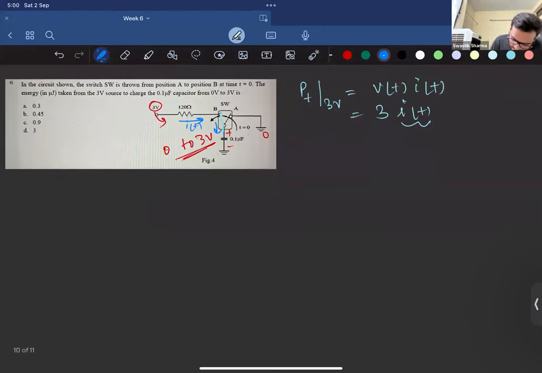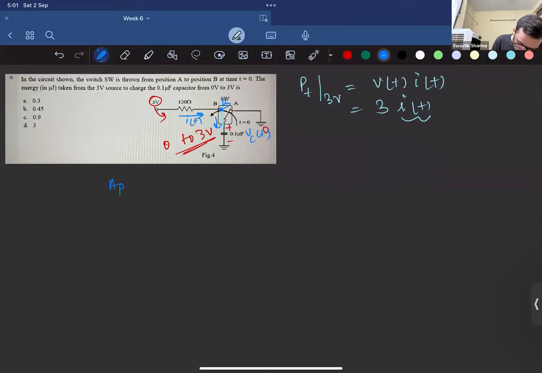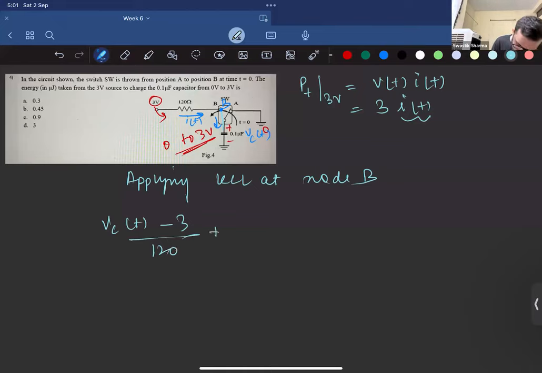So let's do one thing. Let's write the nodal equation across this node, this B node. So what would it be? Let's call this voltage P. Since it's directly connected across the capacitor, let's call its voltage VC(t). So applying KCL at node B, what would it be? (VC(t) minus 3) by 120 plus, what is I(t), the current through the capacitor?